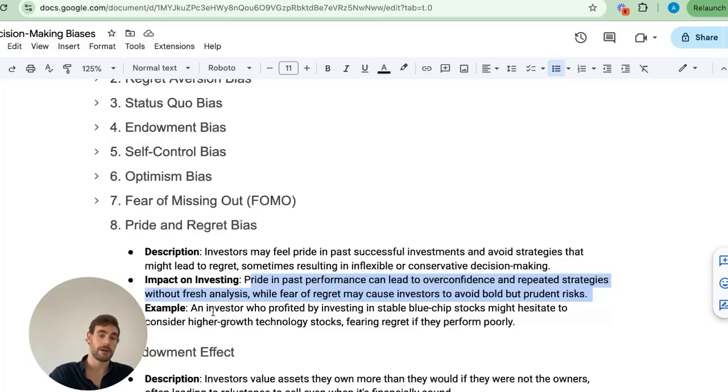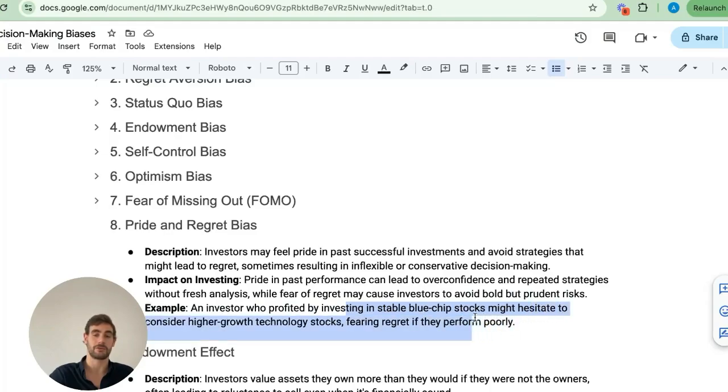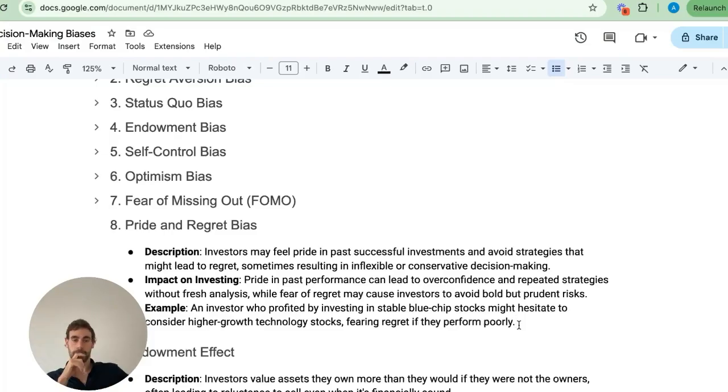As an example, an investor who profited by investing in a stable blue chip stock might hesitate to consider a high growth technology stock, fearing regret if they perform poorly. Here, I might be subject to this as well, in the sense that I tend to stick to what I know, but also take some risks here and there. So I really don't know if this plays for me or not, because I feel comfortable having a buffer of value to fall back on instead of just going berserk on incredible growth opportunities.